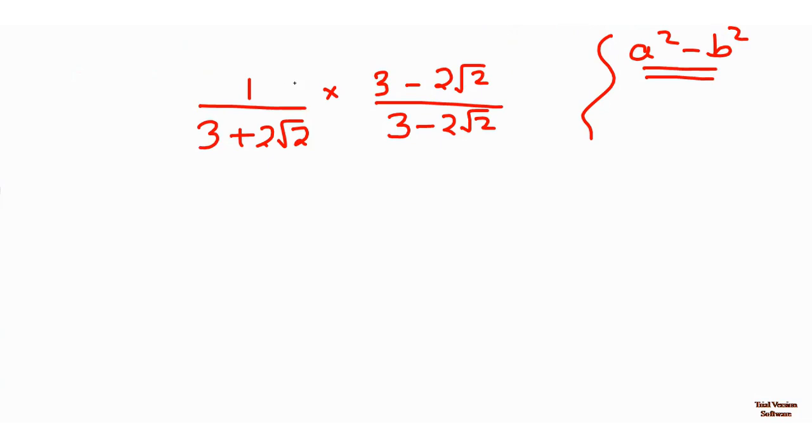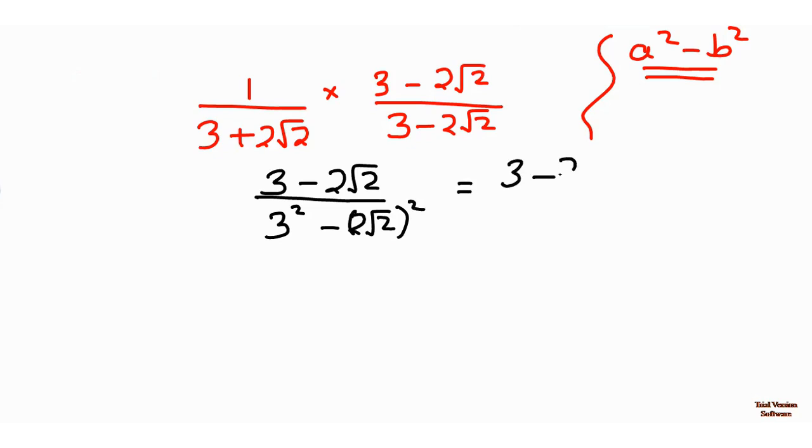So we'll multiply and divide it by the opposite sign here. That is 3 minus 2 root 2 upon 3 minus 2 root 2. So once we multiply it, we'll get 3 minus 2 root 2 multiplied by 1, that is the same number, upon, this is a plus b into a minus b. So it's going to be a square minus b square.